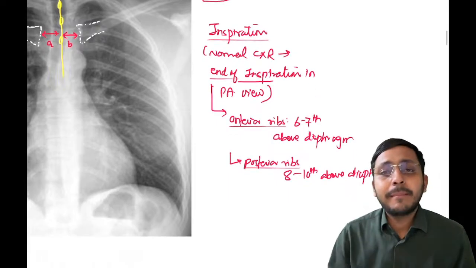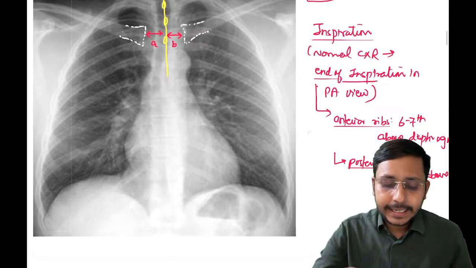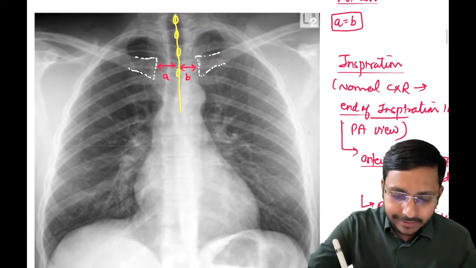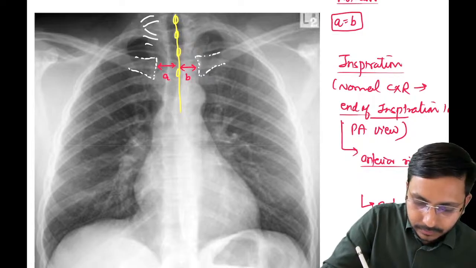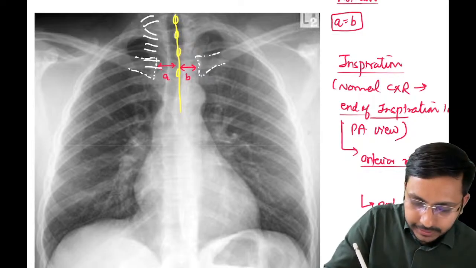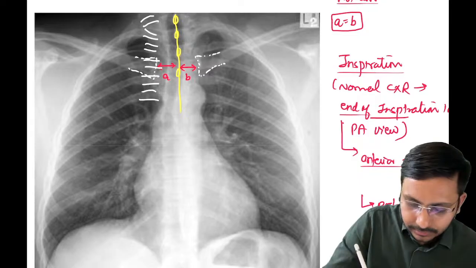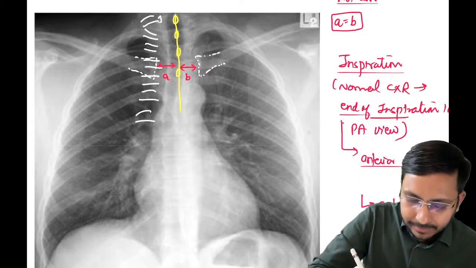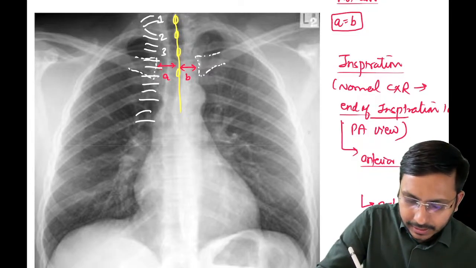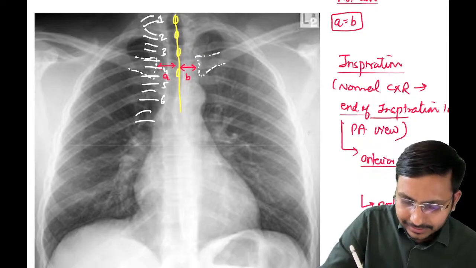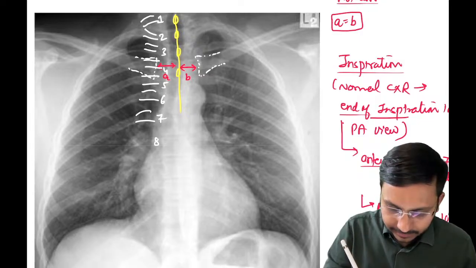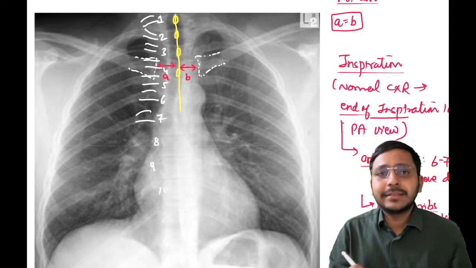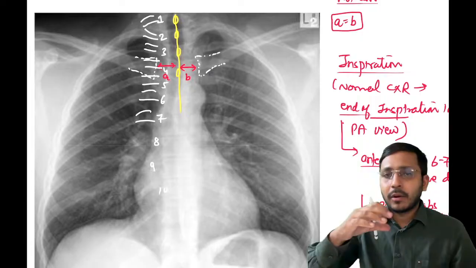Now how do we measure and how do we see the anterior and the posterior ribs? So the ribs that you can see here, these are all posterior ribs. So this will be rib number 1, 2, 3, 4, 5, 6, 7. These are posterior ribs. 8th, 9th, 10th, right? These are posterior ribs, posterior part of the ribs.